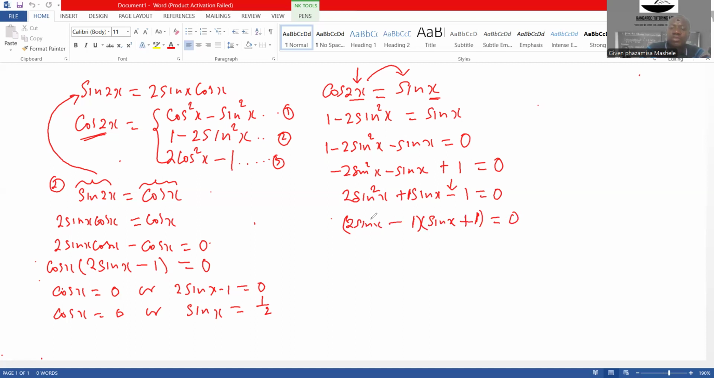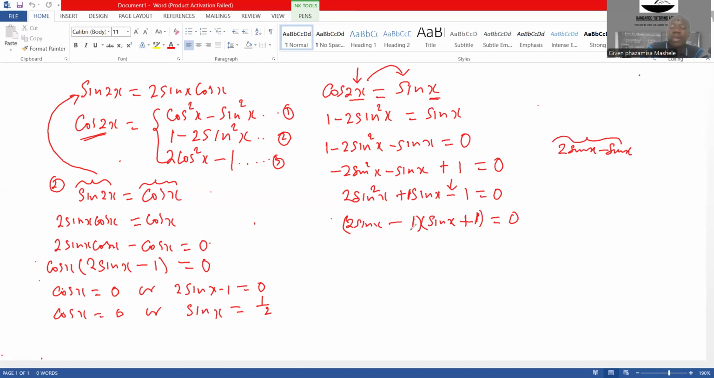Why? Because 2 sine squared x times sine x, I'm saying 2 sine x times sine x, 2 sine squared x. 2 sine x multiplied by positive 1 will give us positive 2 sine x. Then negative 1 times sine x will give us negative sine x. So you see that 2 sine x minus sine x is positive sine x. So this is the correct one. And negative times positive is negative.